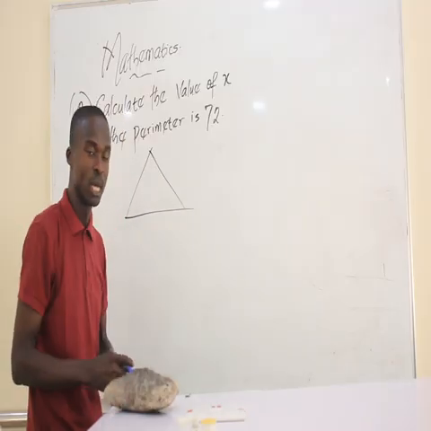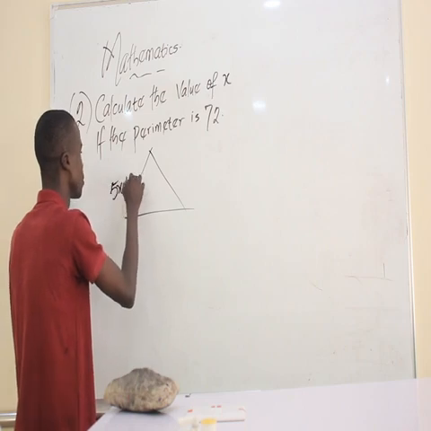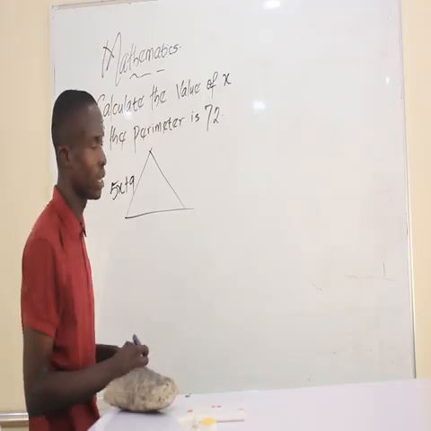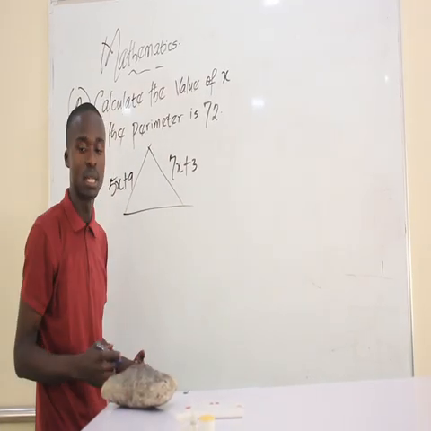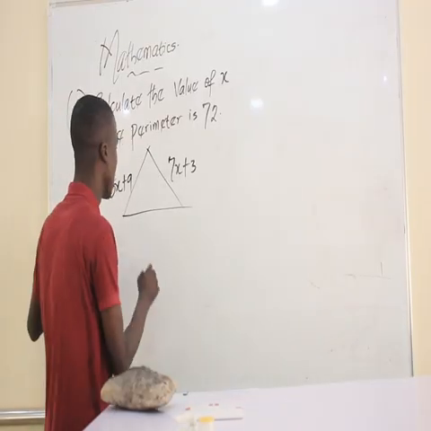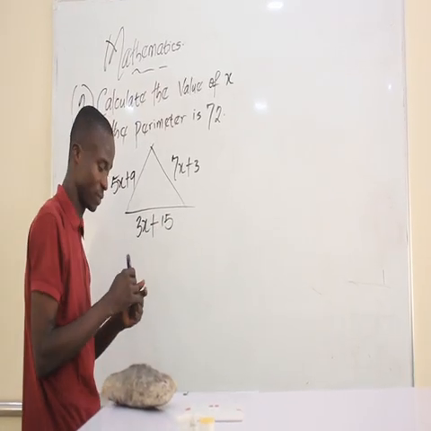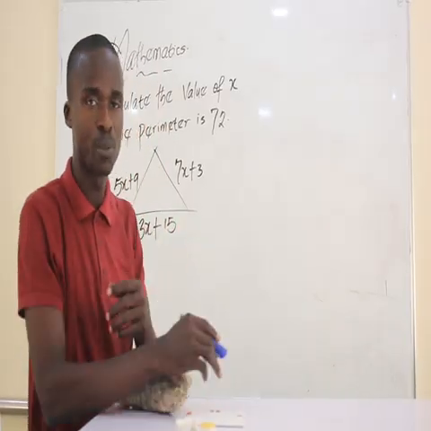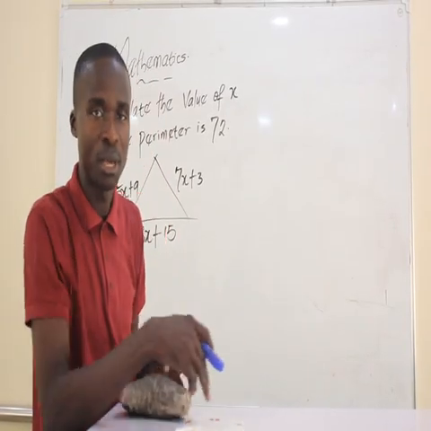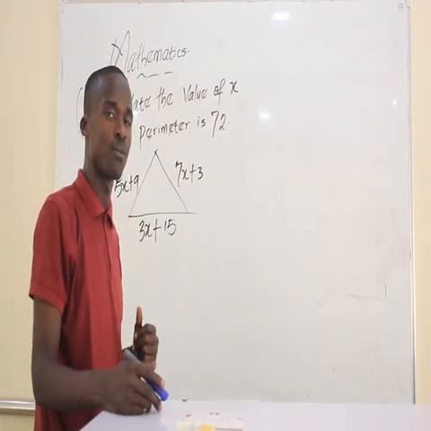This is the shape. Now the shape is given different values. Here you have 5x + 9, while in the other place you have 7x + 3, and the last part you have 3x + 15. Now to solve this, what do you do? Perimeter. What is perimeter, if I may ask? Perimeter is the sum of all the sides of a shape.